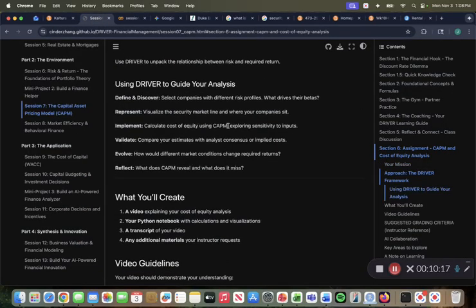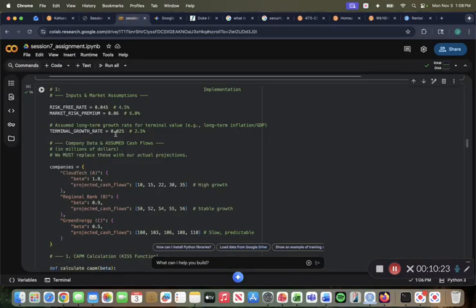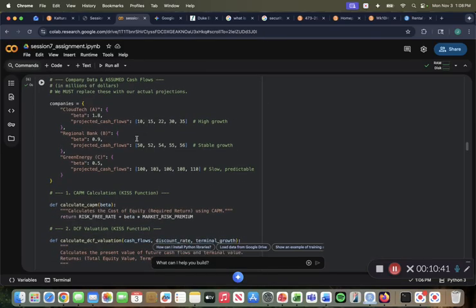calculated the cost of equity using CAPM, also including sensitivity analysis for the inputs here. So up here at the top are the inputs and market assumptions that we've already talked about. So we have those in here. We've got a growth rate assumed here, used to calculate the terminal value. The information for the companies here, with some projected cash flows as well. Cloud Tech signaling the high growth because of the high beta, stable growth with just below average beta for the regional bank, and with the low beta for Green Energy, the slow and predictable cash flows, which we'll come back to in a second.